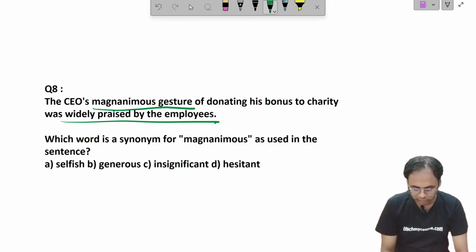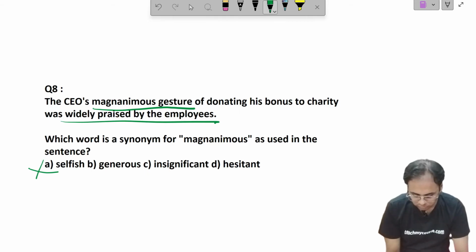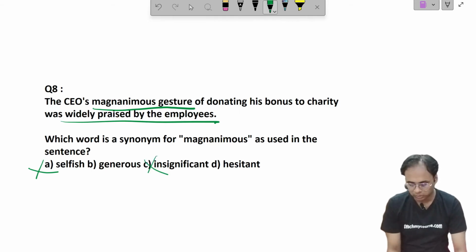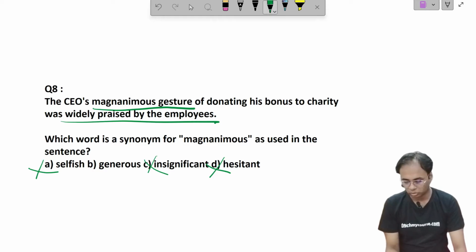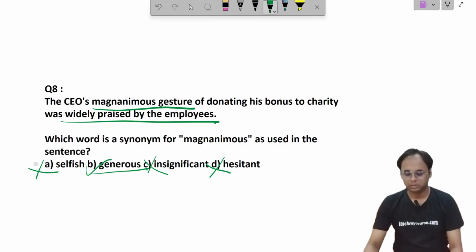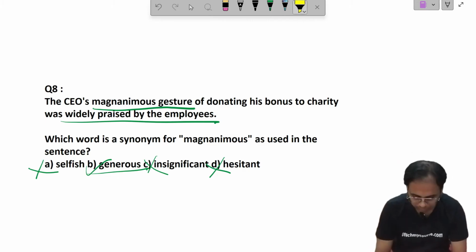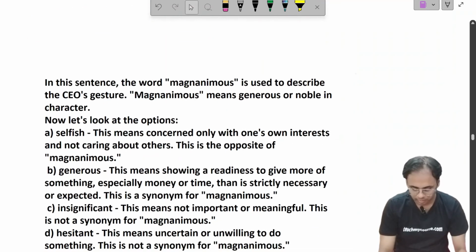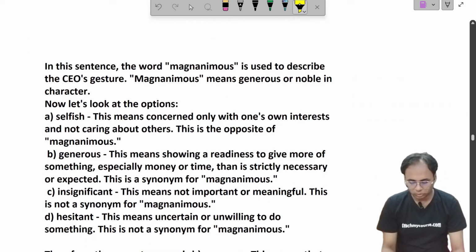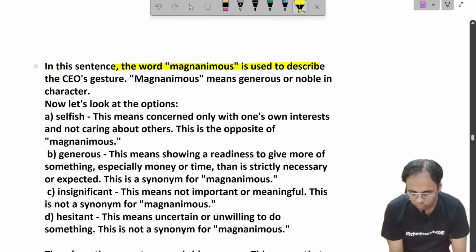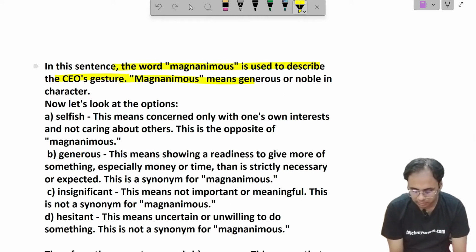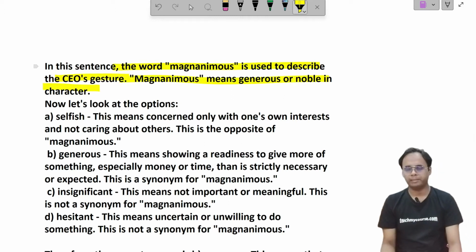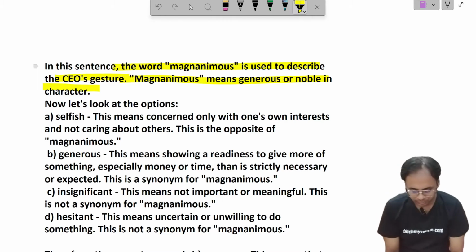So obviously the first option cannot be correct, which is selfish, and option C cannot be correct, which is insignificant. Option D is hesitant, which is also not a positive word. Only generous can be the right meaning for this. So let's see the explanation. Okay. So in this sentence, the word magnanimous is used to describe the CEO's gesture. Now, magnanimous means generous or noble in character. Okay, it means generous or noble.